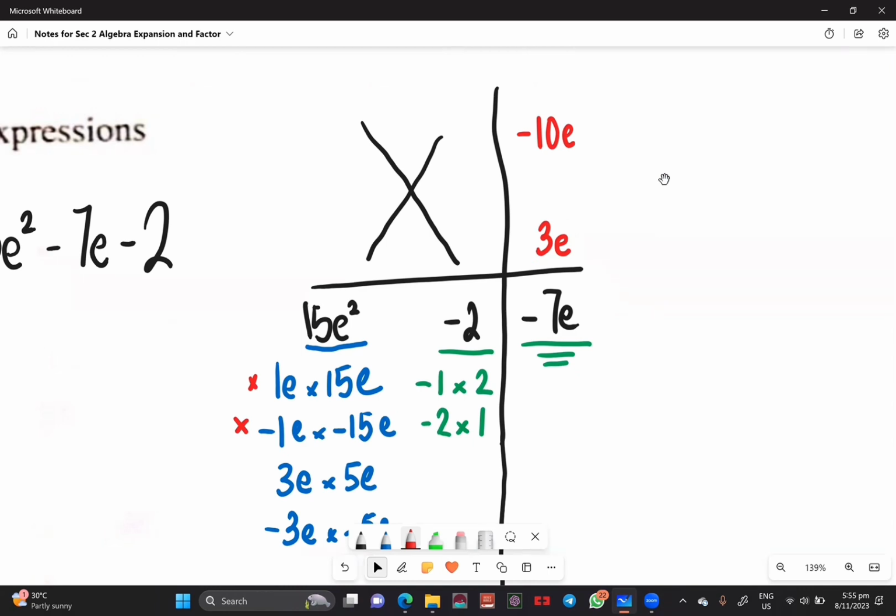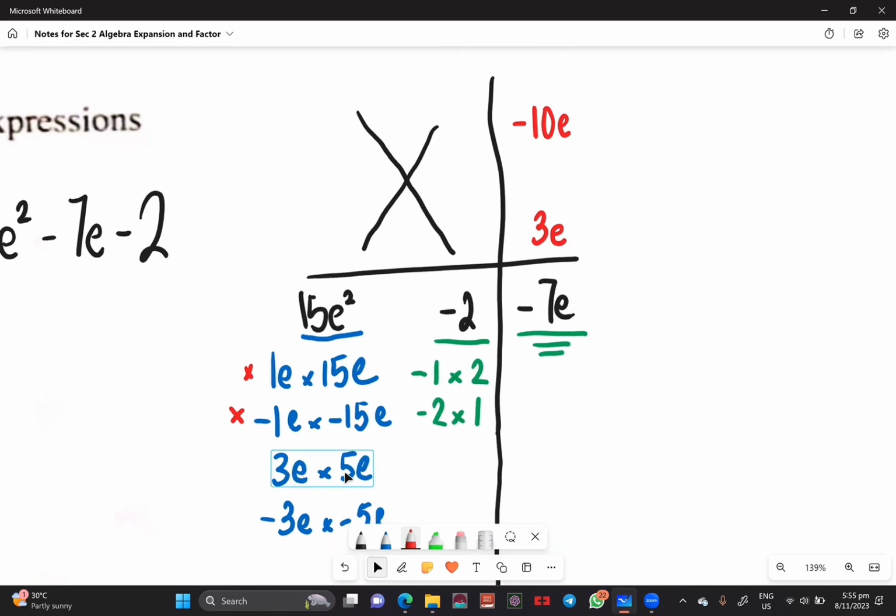Make sense? So how do I get to -10e? I look at what I have. Is it more suitable for me to put 3e over here, or is it more suitable for me to put 5e? Definitely 5e. Make sense? Right? Because 5 times something gives me -10. This has to be -2. Make sense? Then this has to be 1.